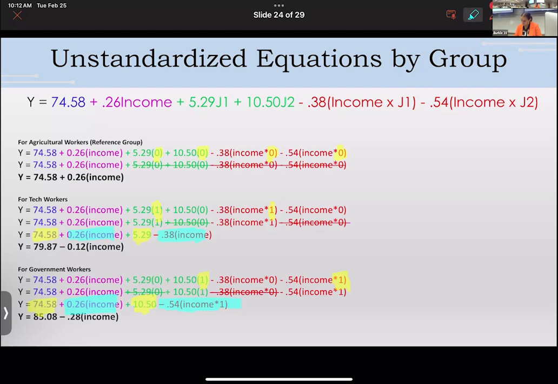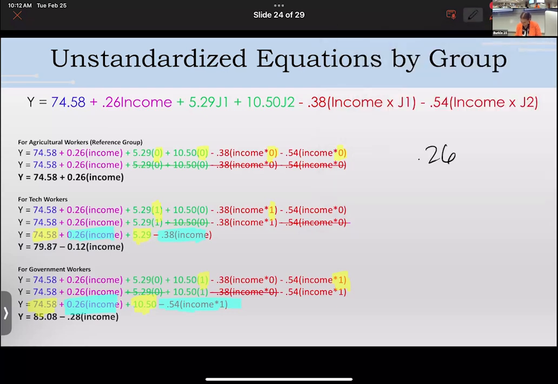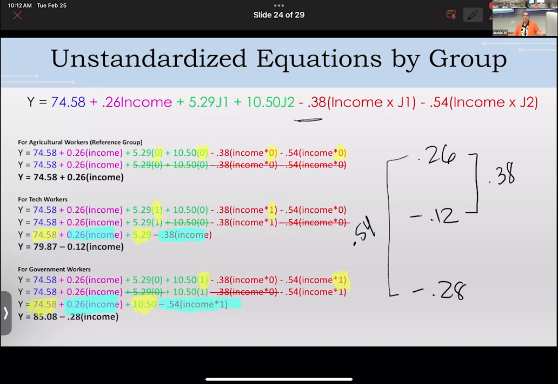And what's the difference? Here the slope is 0.26, here it's negative 0.12, and here it's negative 0.28. The difference between these two is the moderator term, 0.38. The difference between these two is the moderator term, 0.54, right? Those are the changes in slope from the reference group.